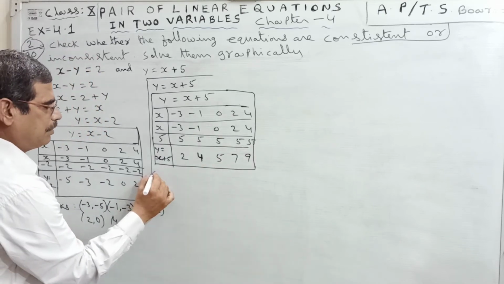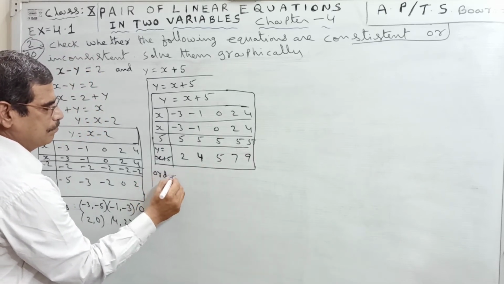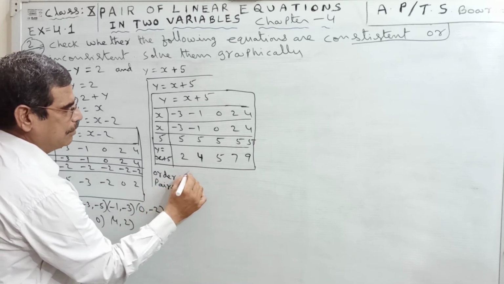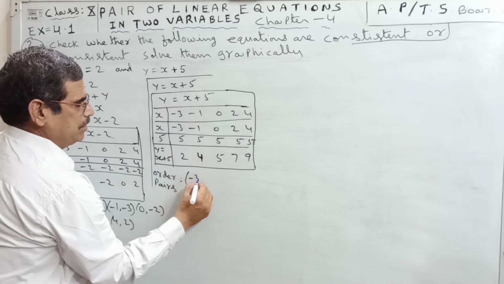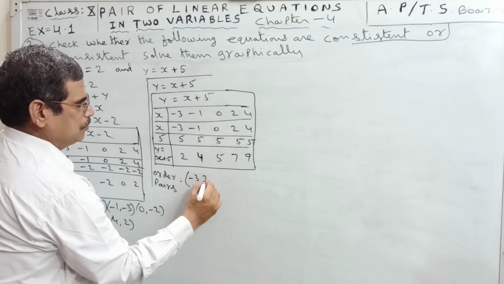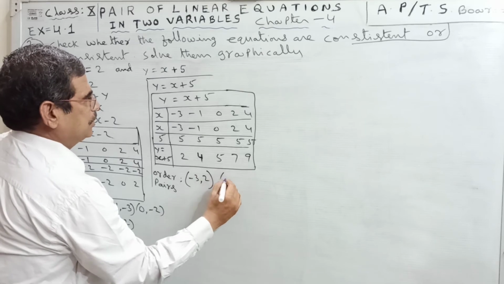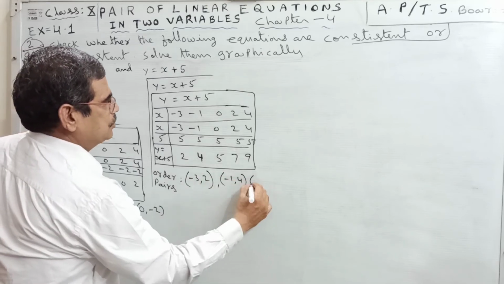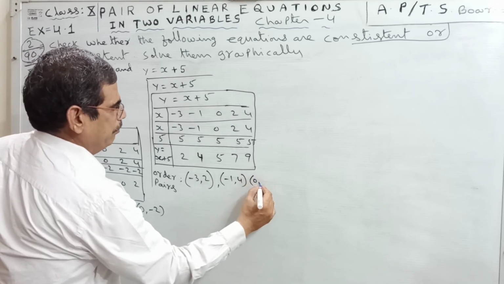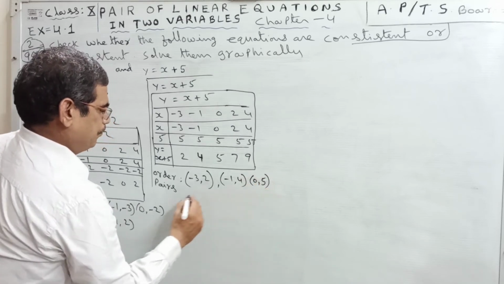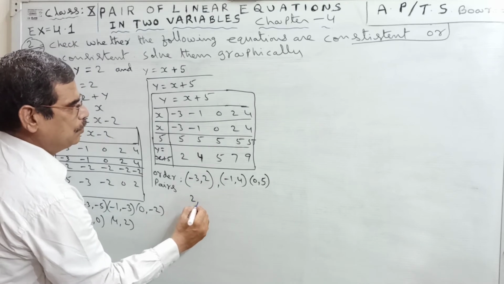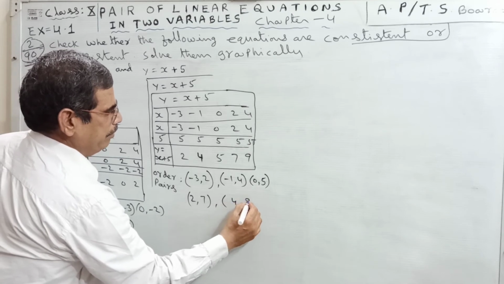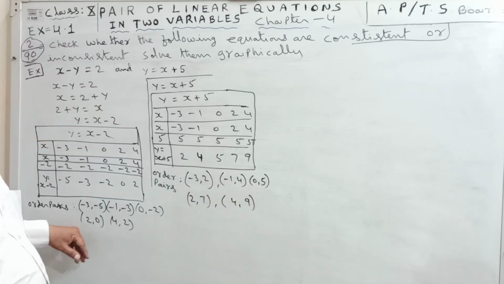So the ordered pairs. What are the ordered pairs? X value -3, y value 2; x value -1, y value 4; x value 0, y value 5; x value 2, y value 7; x value 4, y value 9. So these are the ordered pairs.